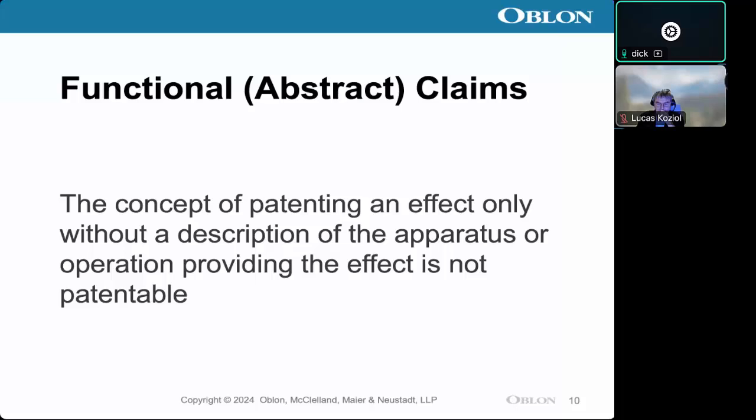Now, if you read this, you don't see the Alice Step 2 approach being done. But the reality is it's there. You first look at the patent claims and see if they're seeking the patent and effect only, and they don't provide the apparatus or means to achieve it, which are the two steps in Alice.